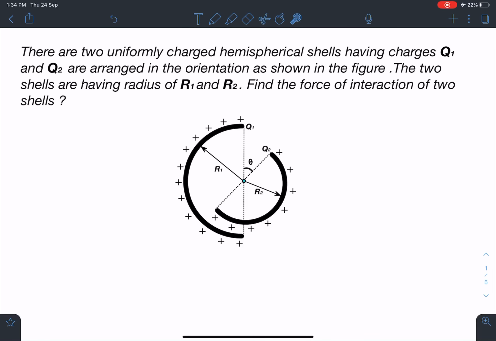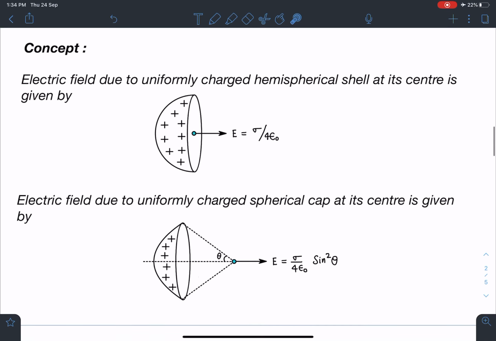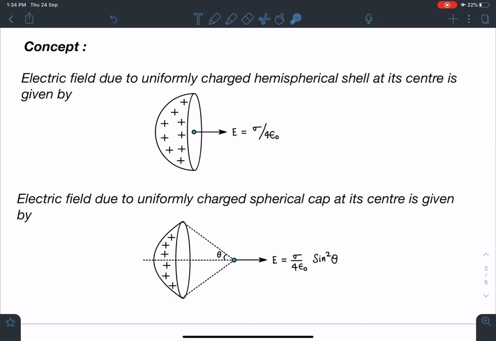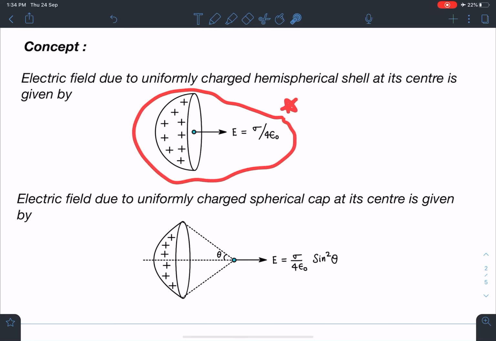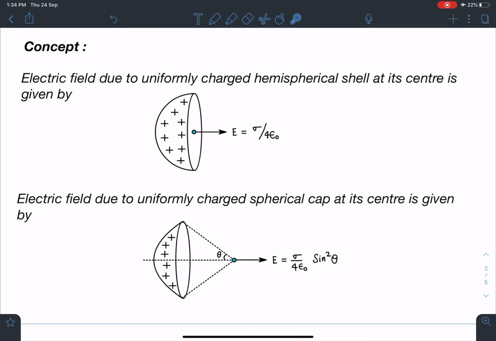So let's discuss the concept part. In order to solve this question, we are going to use a result of the hemisphere: the field due to a uniformly charged hemisphere at the center of it is given by sigma by 4 epsilon naught, where sigma is the surface charge density on the surface of this hemispherical shell. I request viewers to remember this result in order to do fast calculations, and it will be even better if you can remember it for this cap, the part of a sphere.